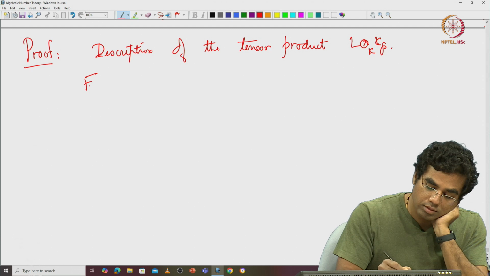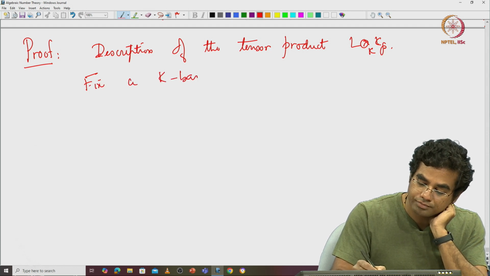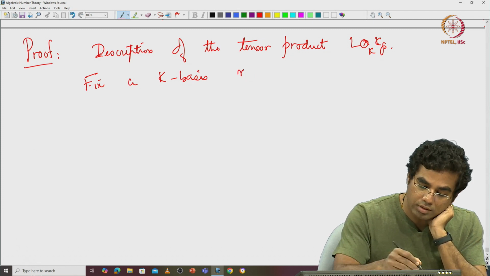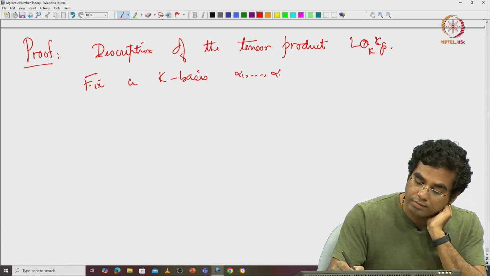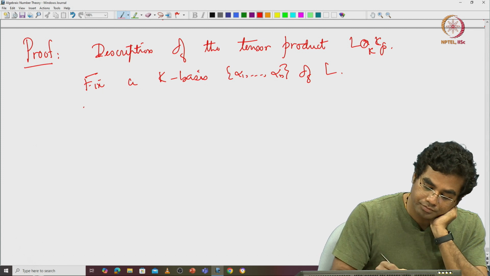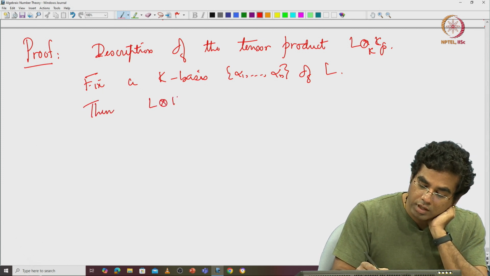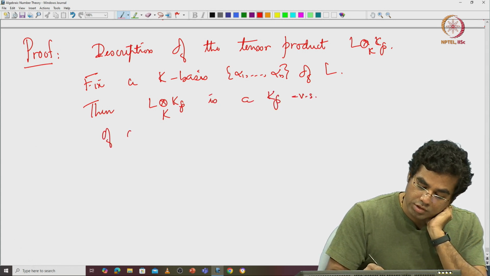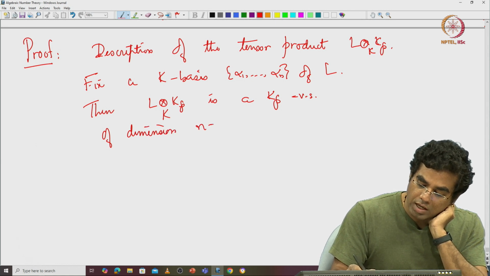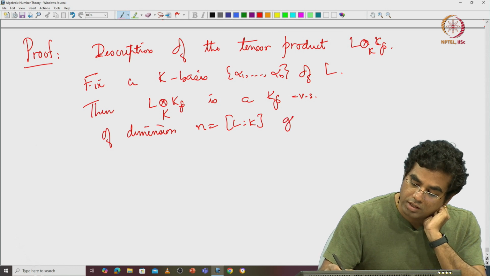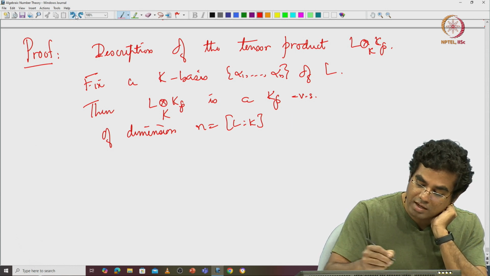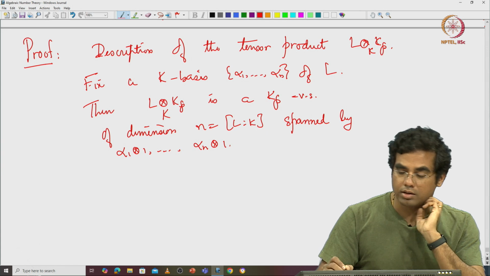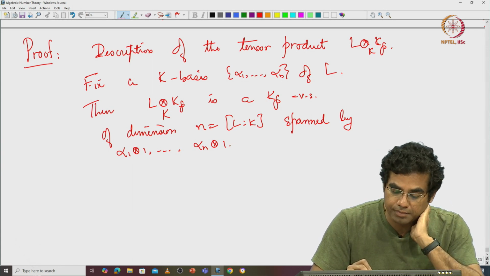You fix a K basis, well, E is probably a bad notation, maybe alpha_1 up to alpha_n of L. Then L tensored over K with K_P is a K_P vector space of dimension n, which is the degree of L over K, spanned by alpha_1 tensored 1 and so on up to alpha_n tensored with 1. So, it is a very concrete thing.